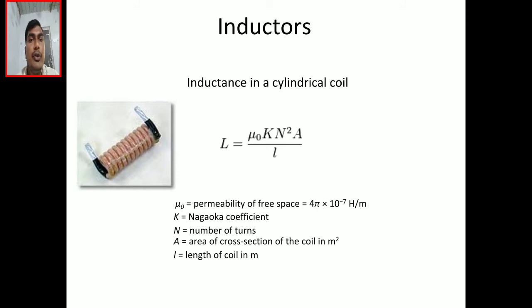Here mu naught is permeability, and in the case of a capacitor, epsilon is permittivity. Permittivity is the ability of a capacitor to allow the electric charge through it. Permeability is the ability of a magnetic material to allow the magnetic field through it. K is the coefficient, N is the number of turns, A is the area of cross section, and L is the length of the coil.